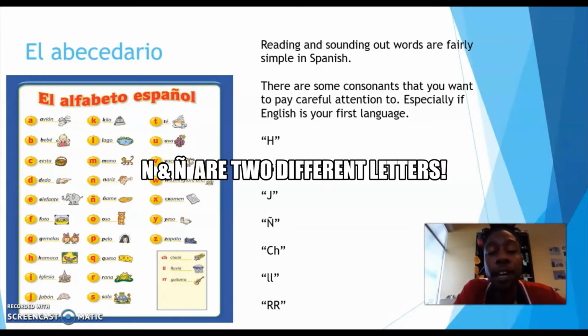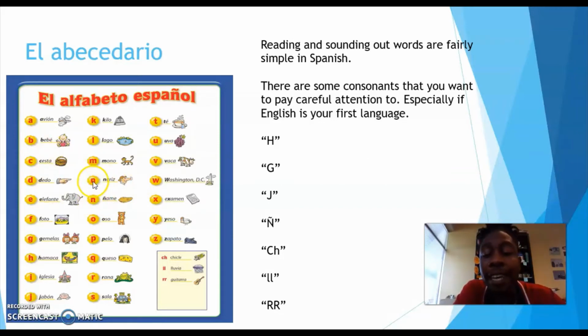So this is an additional letter that we need in Spanish, and it is a good example of how the Spanish language is a lot more intricate than English and other languages as well. So Eñe makes the sound of N and Y together.